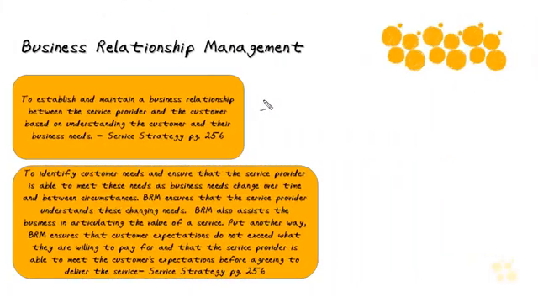When looking at business relationship management in the service strategy environment, especially in the ITIL service strategy book, we see that they have two purposes for business relationship management, or BRM, as I'm probably going to call it for the rest of the nugget. And that is, number one, to establish and maintain the business relationship between you, the service provider, and the customer. And this is based on you understanding the customer and their business needs.